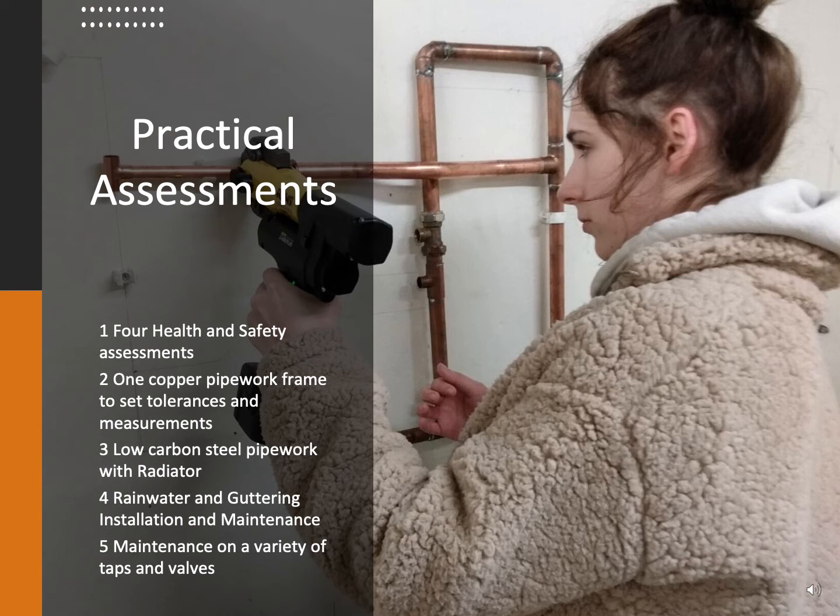Then we have the rainwater, where you put up a section of guttering with a rainwater pipe with a return bend on the side of it as well. You ensure you have the correct falls, and then you carry out all the testing to make sure it's correct.